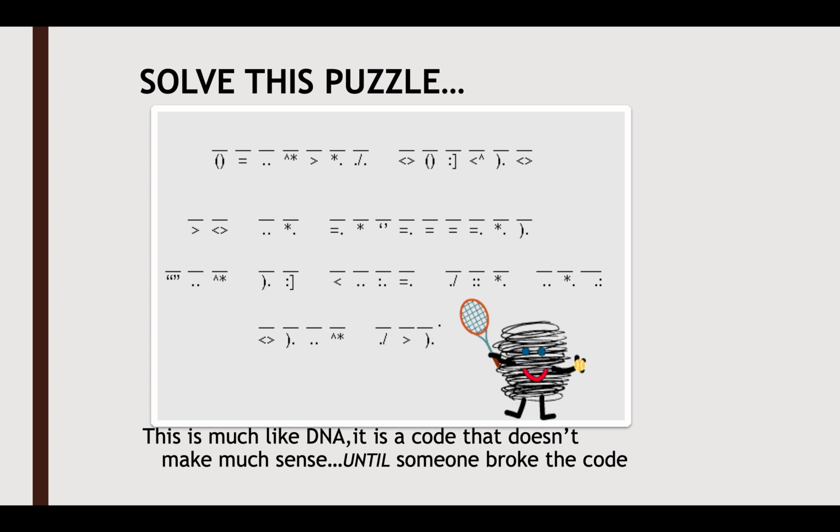This is how DNA is. Right now, to you, DNA is just a bunch of letters that don't mean anything. A's and T's, C's and G's. And it doesn't make any sense until somebody cracked the code. Because to our body, those letters do mean something. So somebody, a scientist, had to figure out what that code means to our body. And once they figured that out, we can solve the puzzle too.